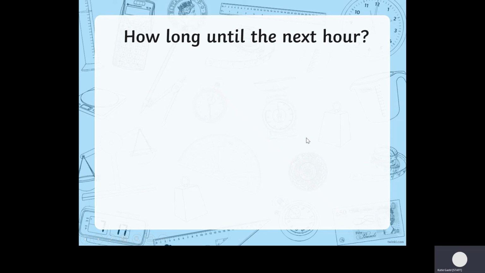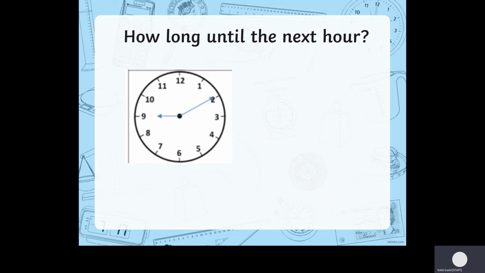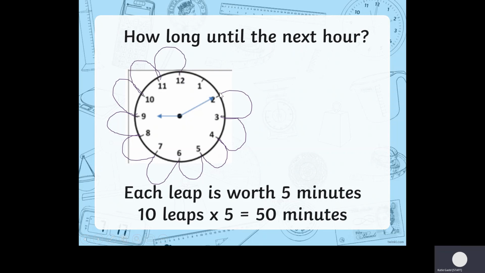Let's look at calculating how long it is until the next hour. So this is the time. Can you tell somebody you're sat with what time it is? So we know it's 10 past 9. We need to find out how long it will be until we get to 10 o'clock. So we can count in multiples of 5. So 5, 10, 15, 20, 25, 30, 35, 40, 45, 50. So we know each interval is worth 5 minutes and there are 10 of them. So it's 50 minutes until the next hour.